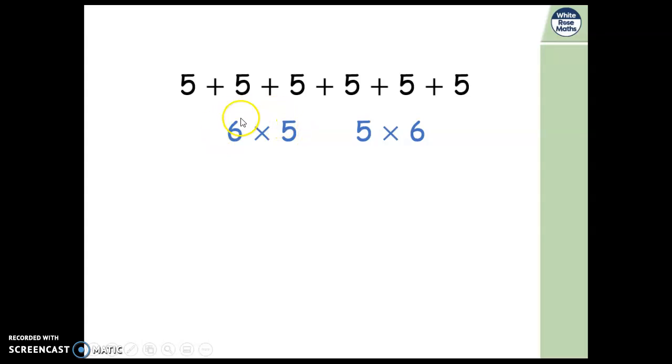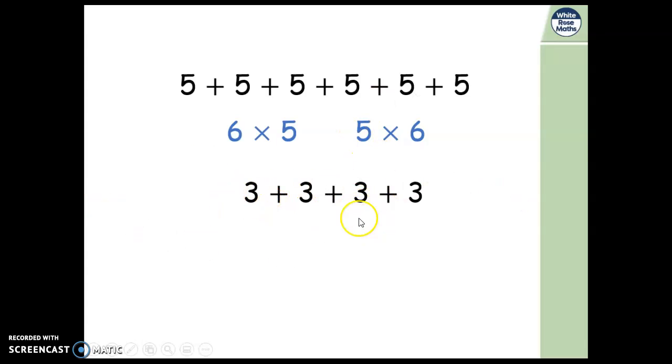And if we swap those numbers round, we've got 5 groups of 6. Now that would mean that it is different. So when looking at this 5 groups of 6, try not to think about that repeated addition there.